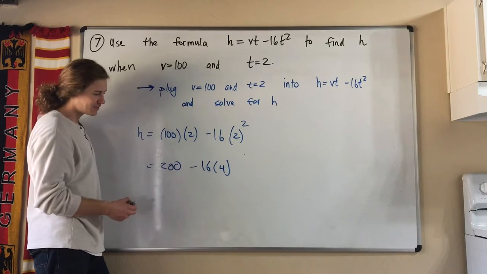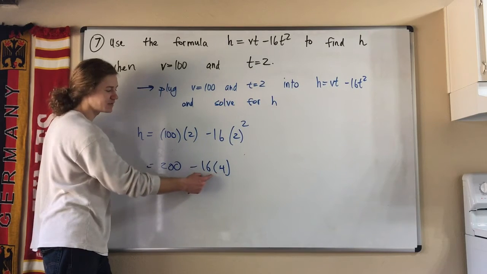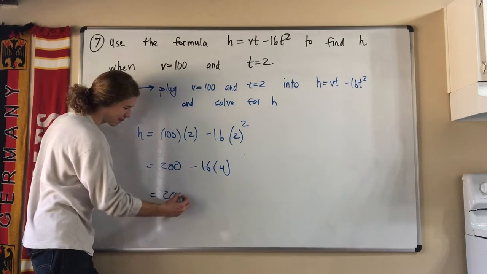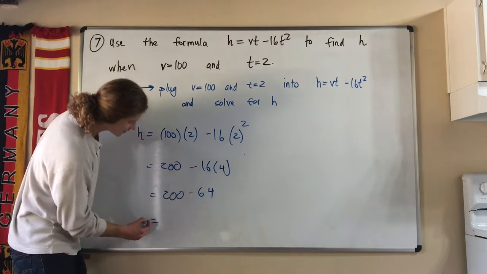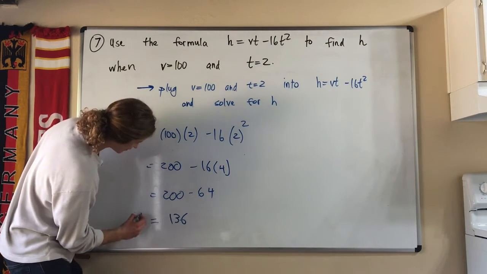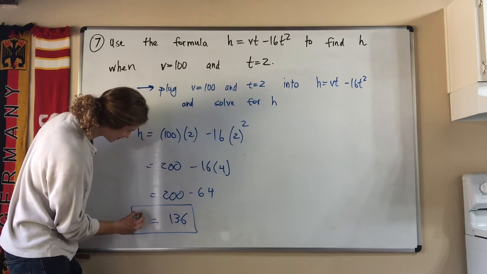So let's do 4 times 16. That's going to be, well, 4 times 10 is 40, and 4 times 6 is 24. So it's going to be 64. So 200 minus 64. And you can see our solution now. 200 minus 64 is just 136. And so we know that h equals 136 is our solution.